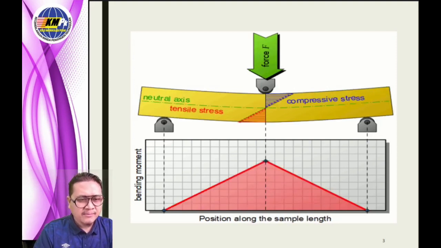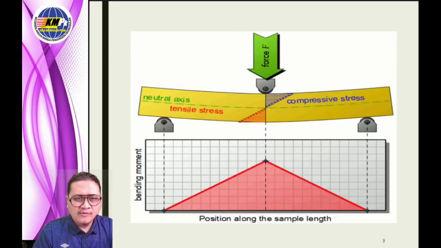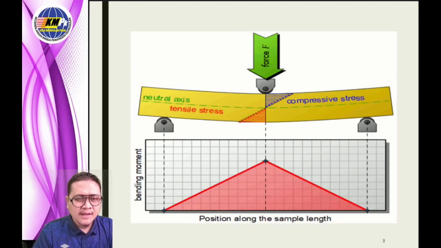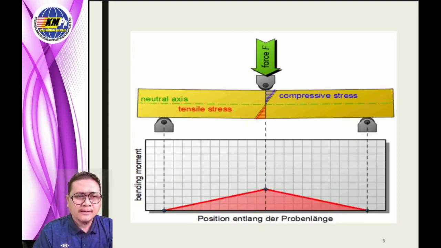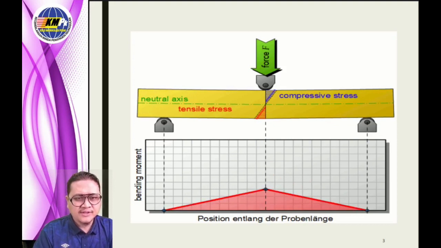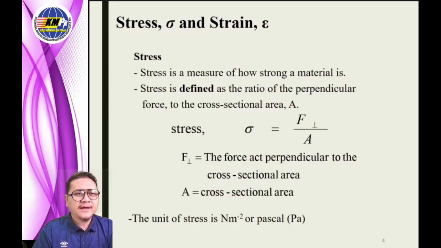So the applied force per unit area is called stress. So for a solid material to deform, it must happen by stress action, and also together with the strain. Let's refer to the next slide. Stress and strain. First of all, let's look into the definition of stress.